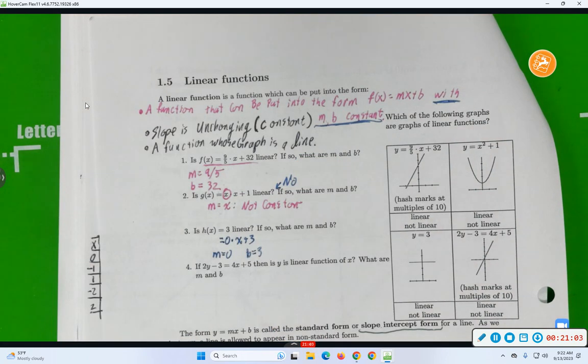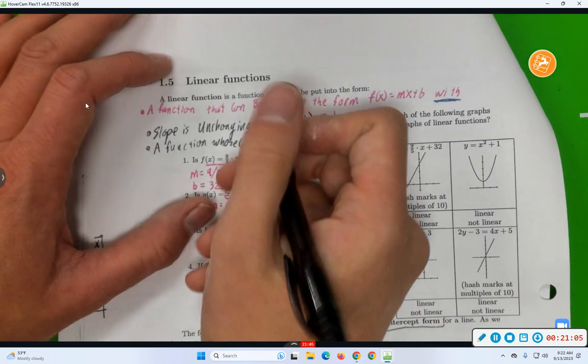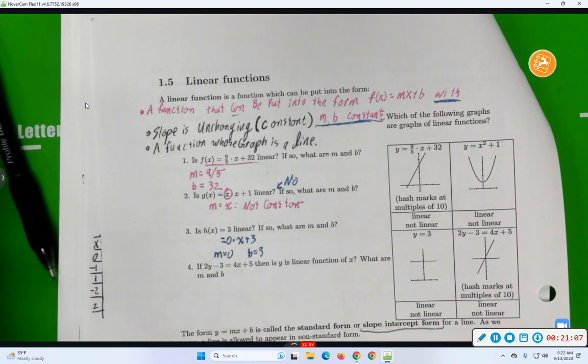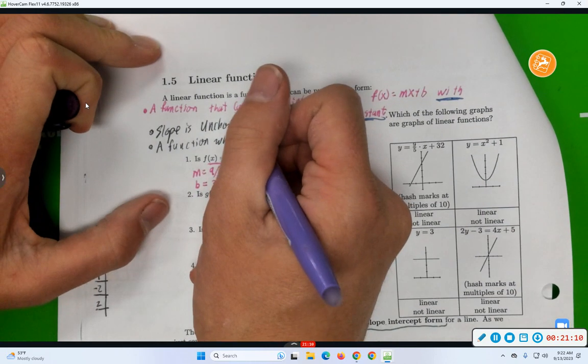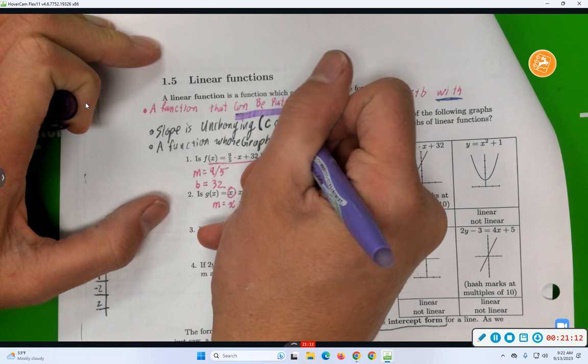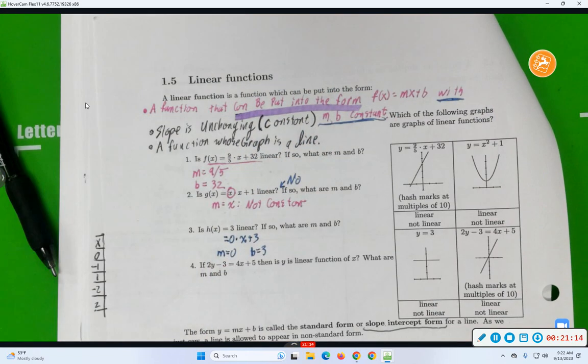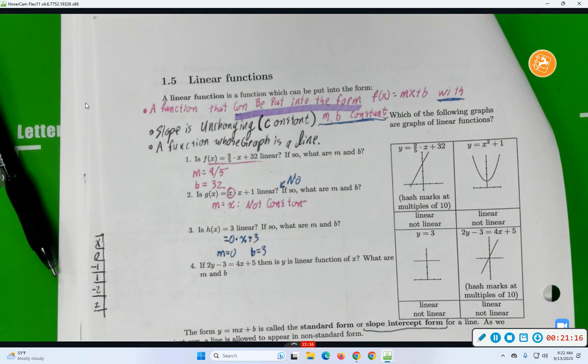So m equals 0 and b equals 3. And this is why I included this bit. It's anything that can be put into the right form. It doesn't already have to look like y equals mx plus b. If you can do some algebra and get y equals mx plus b, it's a linear function.